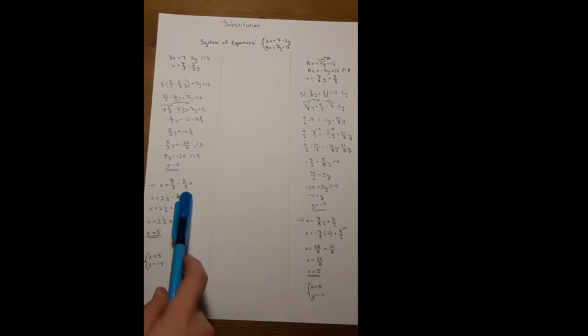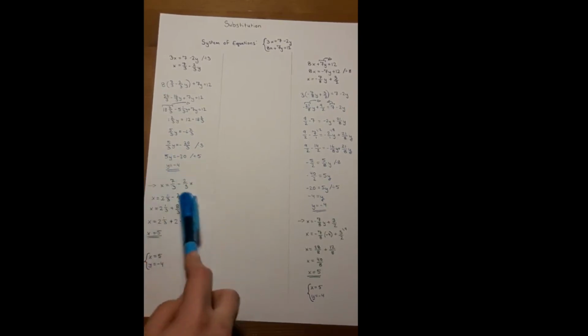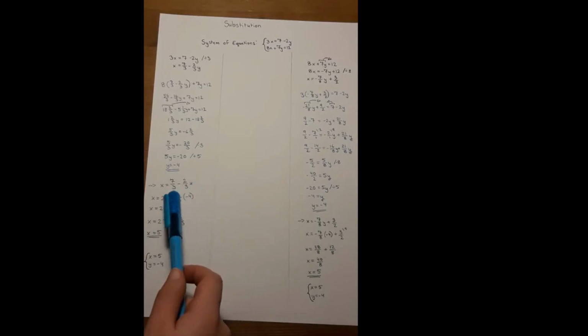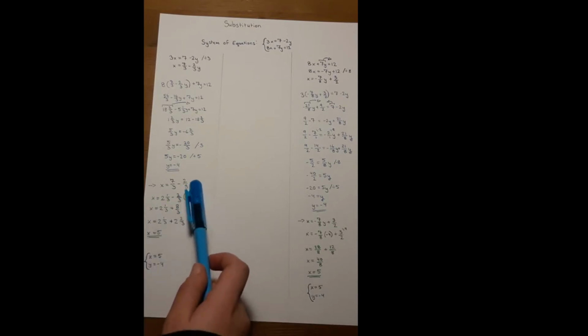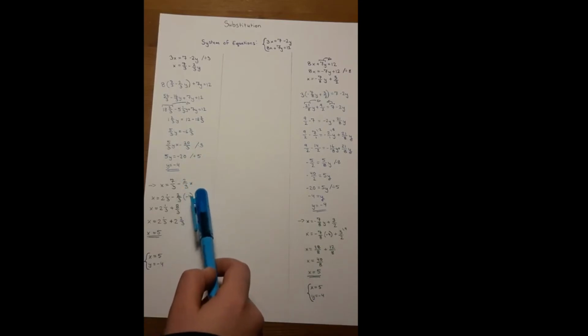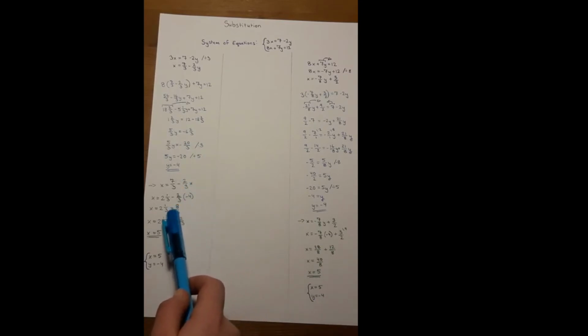And at the end we get y equals -4. Since we now know y, we can use this equation that we just made for x to figure out what x is. So we plug in our y value right here, which is -4. We use that to figure out that x equals 5. So our solution is x equals 5 and y equals -4.